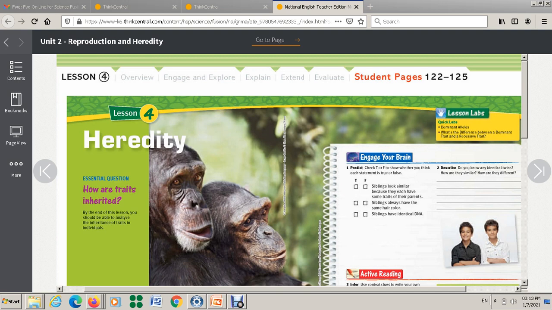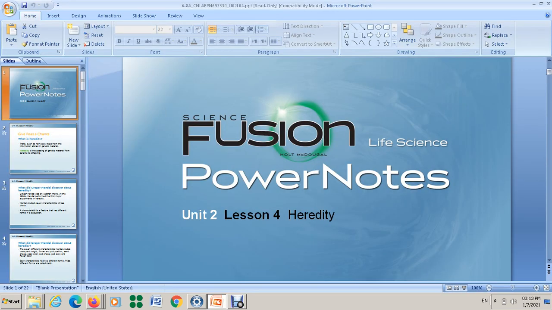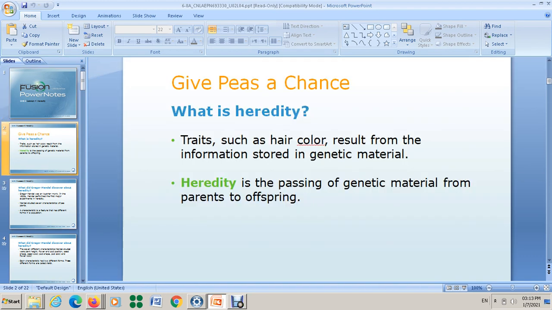So what is the meaning of heredity? Heredity is the passing of genetic material from parents to offspring. If you remember, we talked before, half of your chromosomes come from your mom and the other half from your dad. So this genetic material is passed from the parents to the offspring.